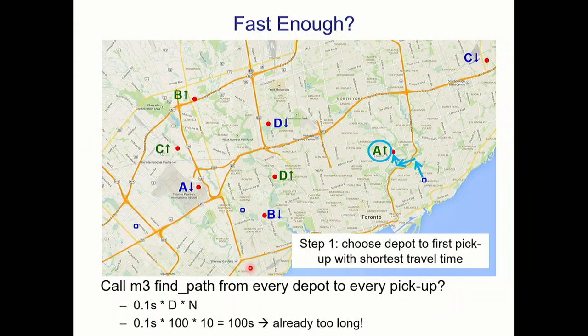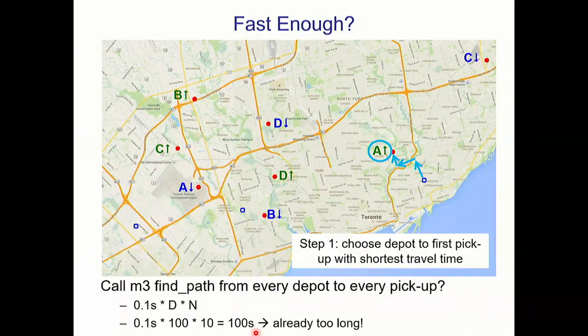But let's look at what is the time complexity of the M3 function. We said that if it's a very good implementation, it's probably going to take us 100 milliseconds, right? Like 0.1 seconds. So to just find the initial intersection we're going to start at, it's going to take us 0.1 seconds times D times N, right? O of DN. And that's what? 100 seconds for a problem of size 100 deliveries. That's already too long because we said that we need to find a solution within 50 seconds, okay?